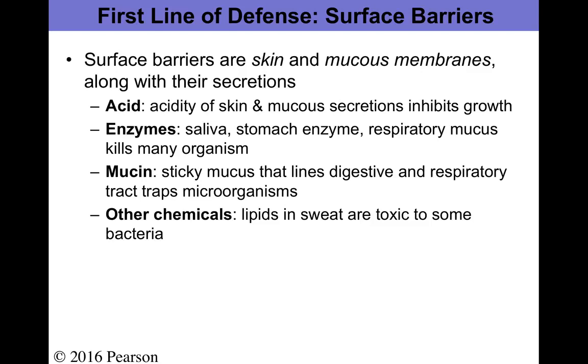We have mucin, which is a very thick lining within your digestive and respiratory system that traps many of the microorganisms and sends them to be destroyed by phagocytosis. And you also have other chemicals in your sweat that are considered to be toxic to many of the bacteria.